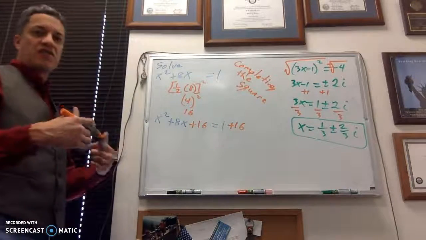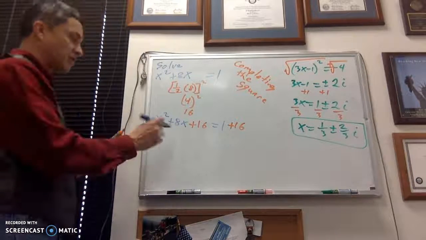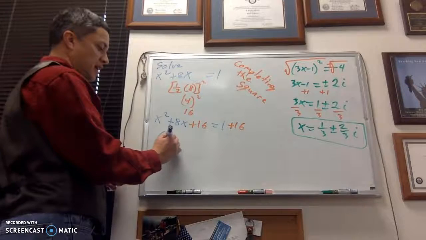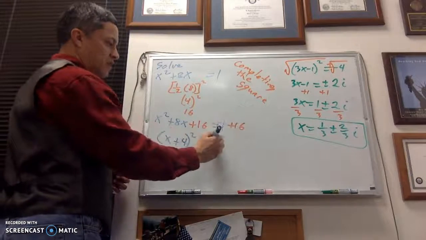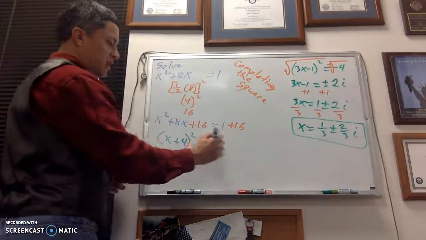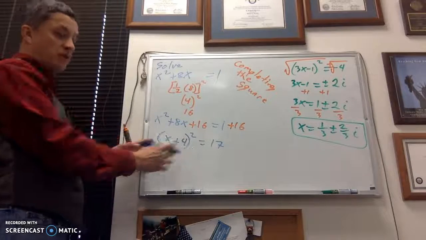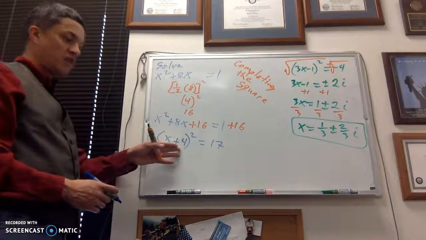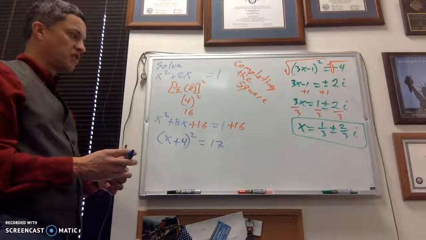What you do to the left-hand side, you do to the right-hand side, right? And if you factor the left-hand side, notice we're going to get x plus 4 quantity squared. On the right-hand side, 1 plus 16 is 17. But yeah, this x squared plus 8x plus 16 is going to be a perfect square trinomial, and it's going to come out really nice. x plus 4 quantity squared. And that's the whole idea behind completing the square.